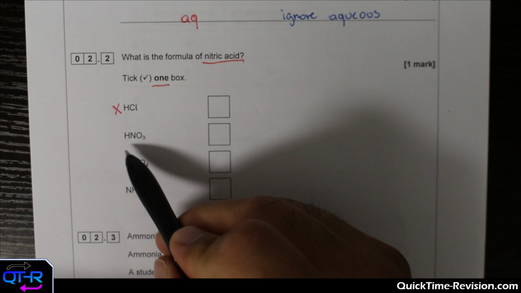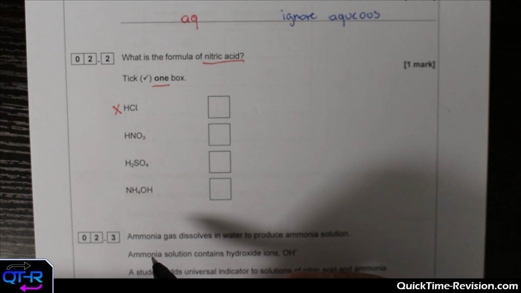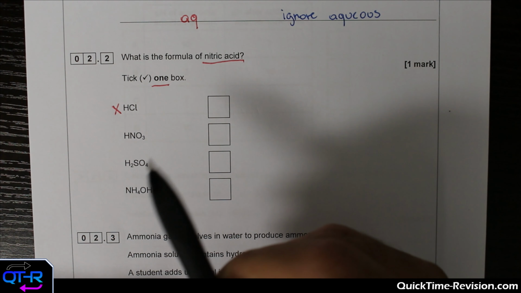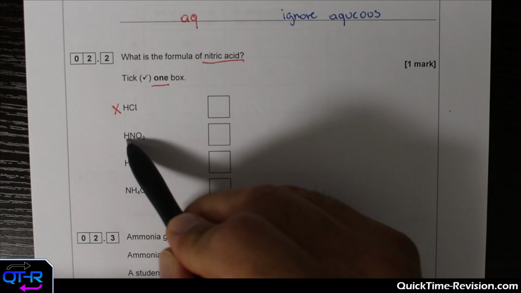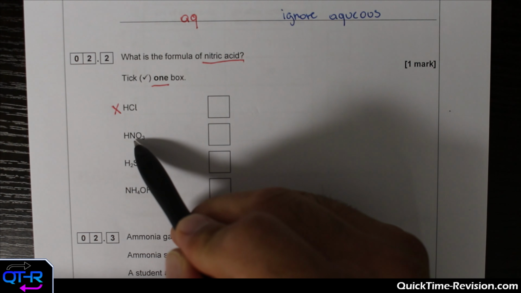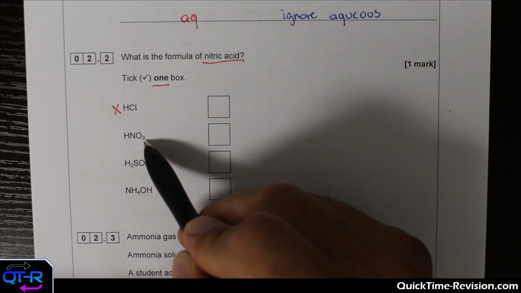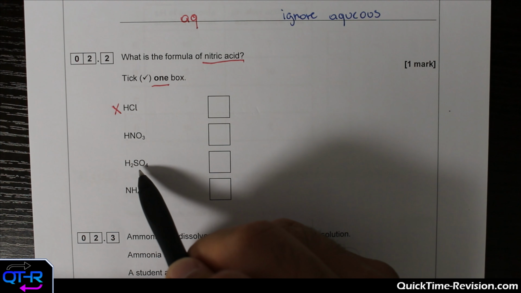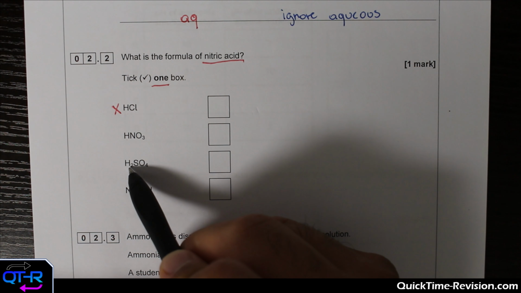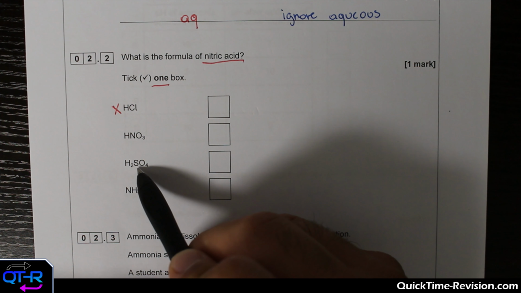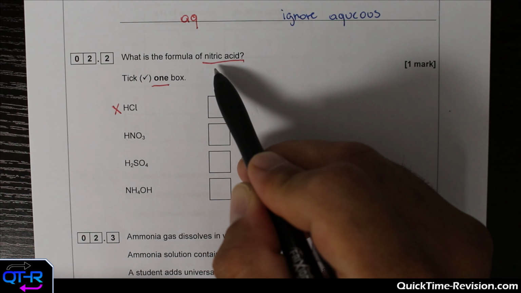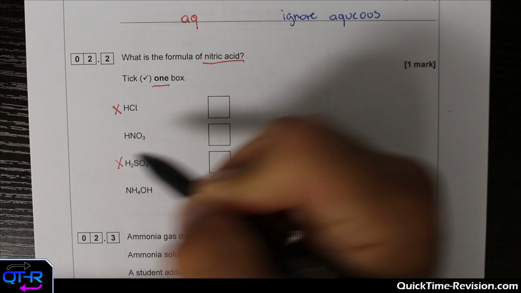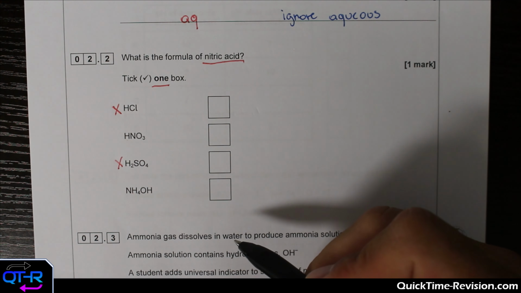Now, HNO₃. I'm not sure about that one because it is an acid, so we will have H. Nitric sounds like nitrogen. O3, I'm not sure, so I'm gonna give it a wait on that one. H2SO4. I know there's gonna be H's because it's an acid. S is for sulfur, and that's not nitric acid. So that definitely makes no sense over here. That is not one of my answers.